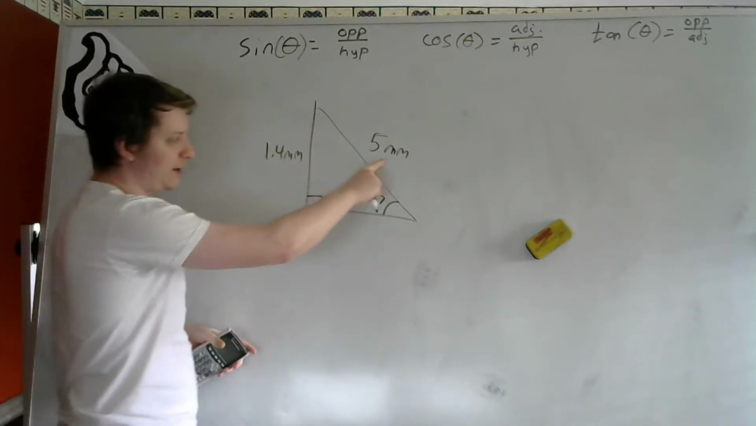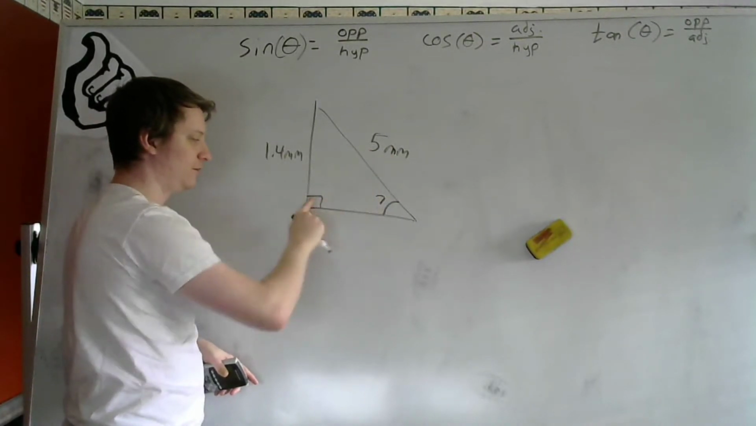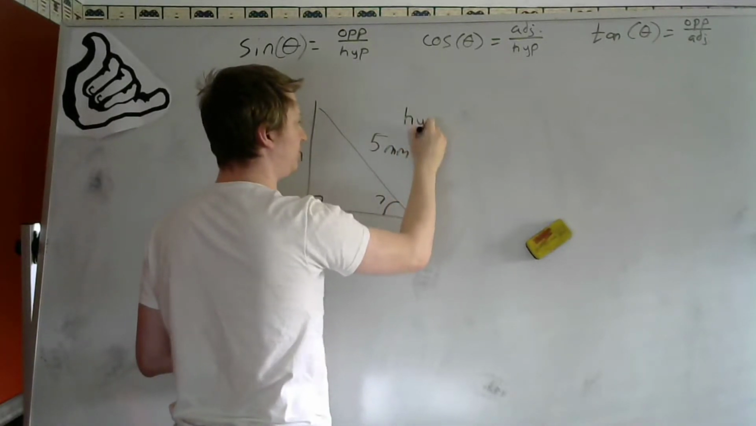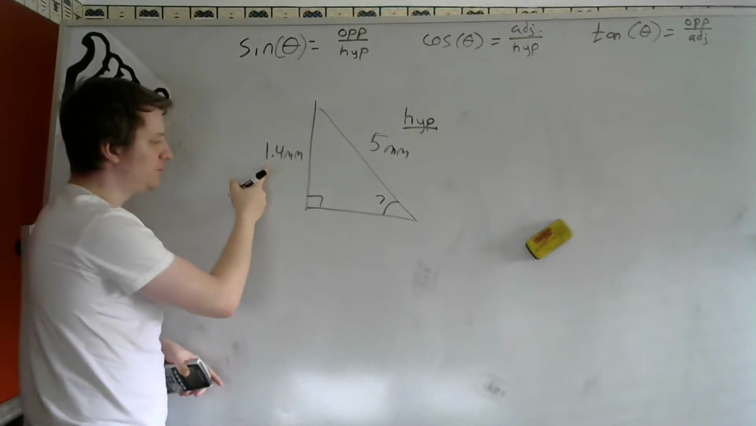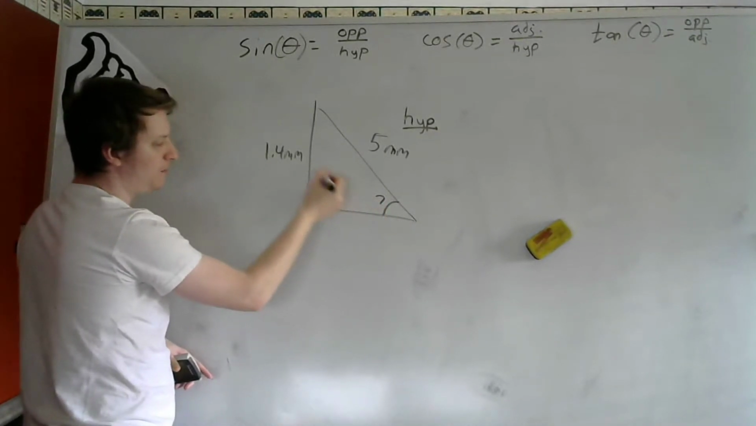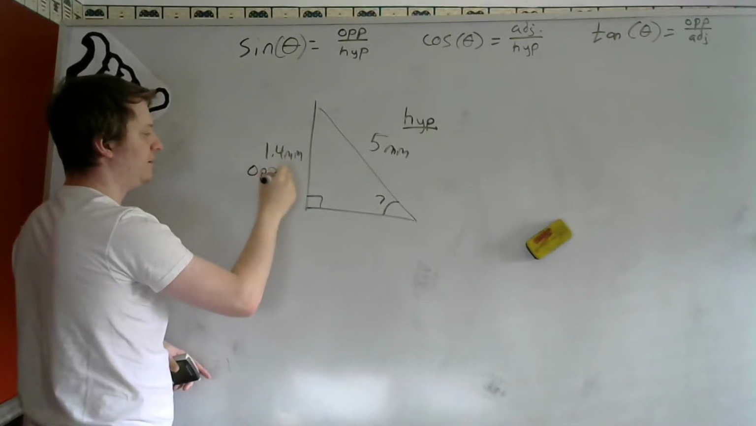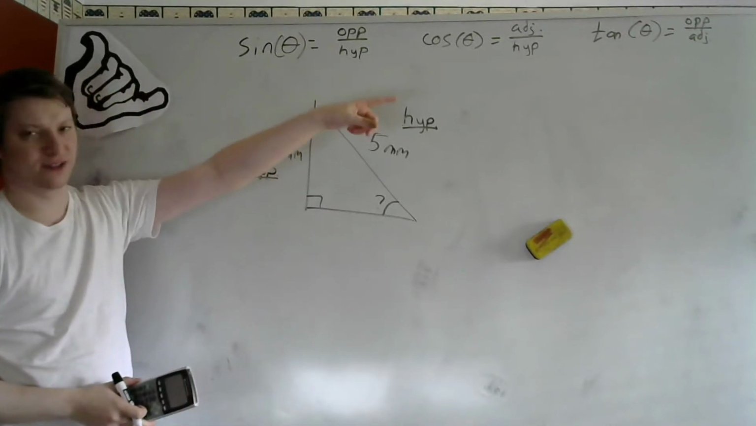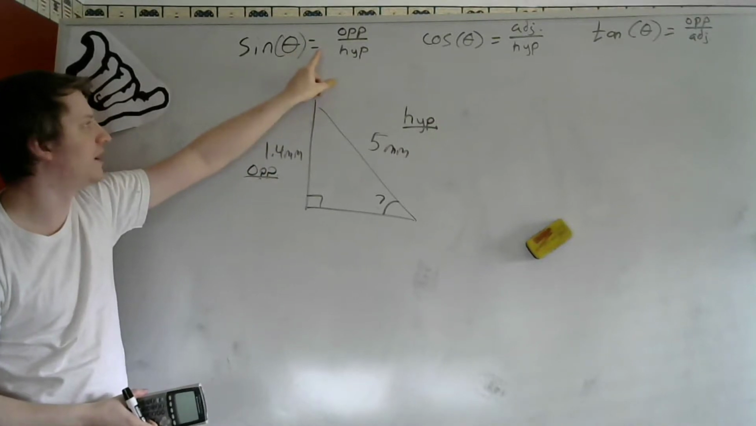So this side right here, the 5 millimeter one, that one's obvious. It's because it's opposite the 90-degree angle. This is my hypotenuse. And the 1.4 millimeters looks like it's opposite the angle that I'm looking for. So this is my opposite side then. Which one of my trig functions used opposite and hypotenuse? Well, it was the sine.